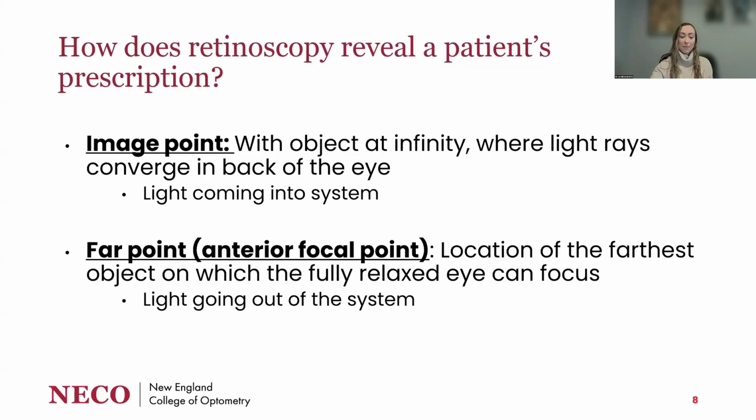So how does retinoscopy reveal the patient's prescription? We have to consider both the image point and the far point when we're doing retinoscopy. Consider the image point as light that is coming into the system, where light rays are converging in the back of the eye. Our far point is the light going out of the system, or diverging rays from the retina. This is the location of the farthest object on which the fully relaxed eye is able to focus.